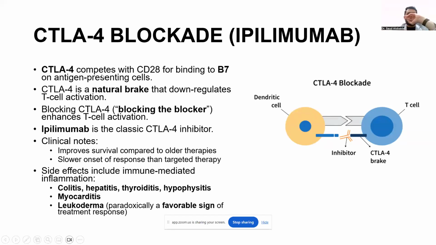CTLA4, again, compared to CD8, binds to B7, as we were mentioning before. And this is how it's done. It improves survival compared to older therapies, with a slower onset of response than targeted therapies. But this is what I was going to say. As you are causing inflammation to the melanoma, you get itis all over. You get colitis, hepatitis, every itis, and I've seen that. And you can get vitiligo. When you get leukoderma, vitiligo, that's actually a good sign.